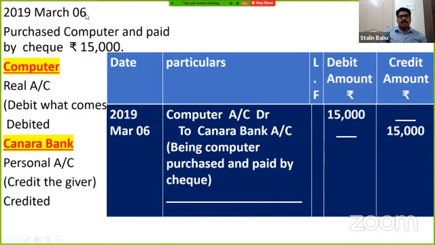So what is the date? March 6th. What is the entry? Computer account debit to Canara Bank account, written in the particulars column. What is the amount? 15,000. Write 15,000 in the debit amount column against the debit account, and write 15,000 in the credit amount column against the credit account. So what is the narration? Being computer purchased and paid by check.